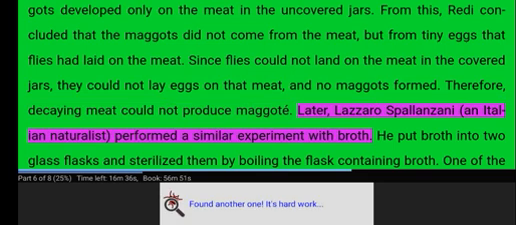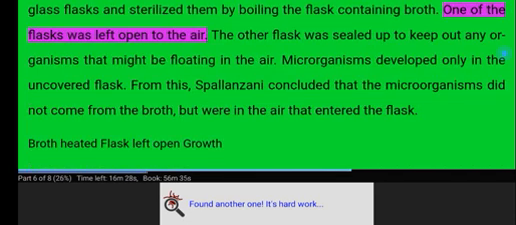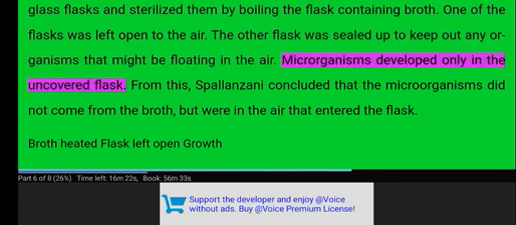Later, Lazzaro Spallanzani, an Italian naturalist, performed a similar experiment with broth. He put broth into 2 glass flasks and sterilized them by boiling the flasks containing broth. One of the flasks was left open to the air. The other flask was sealed up to keep out any organisms that might be floating in the air. Microorganisms developed only in the uncovered flask.